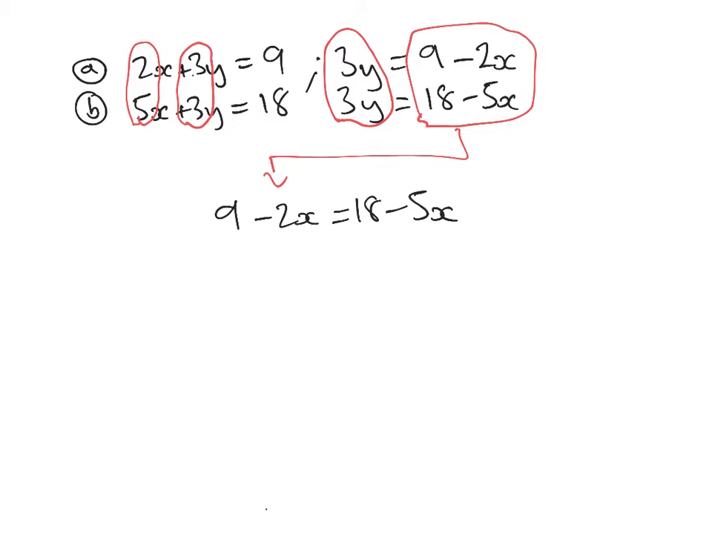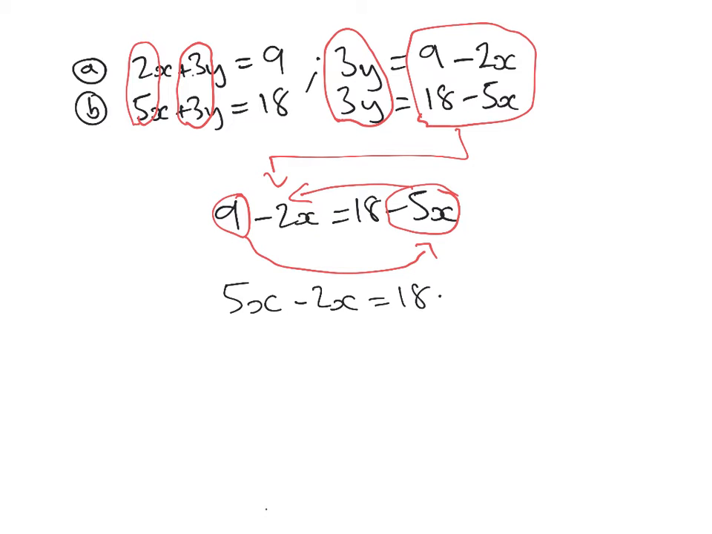So our first step is, which is the smallest value of x? We have a negative 2x and a negative 5x. The negative 5x is the smallest, so we're going to move it to that side of the equal sign. We only want x's on one side, so we need to move whatever's not an x, which in this case is a number, onto the other side. That gives us 5x minus 2x equals 18 minus 9.